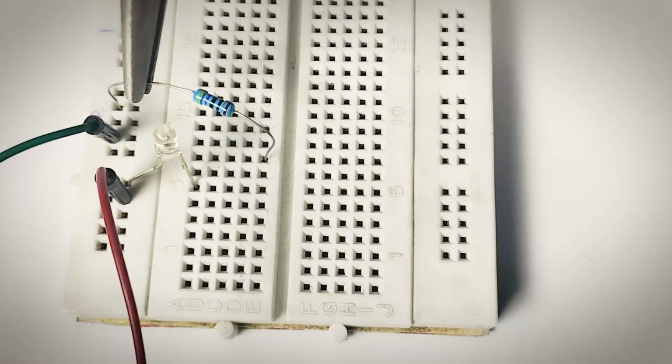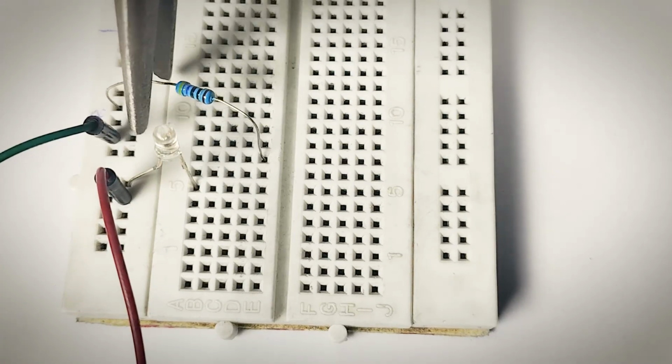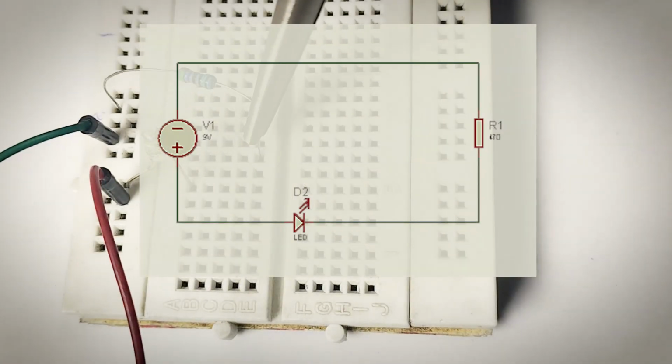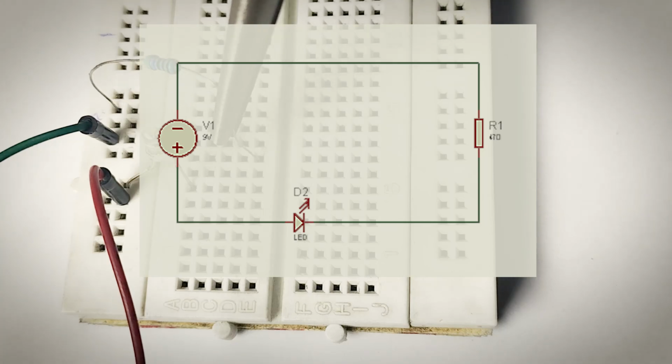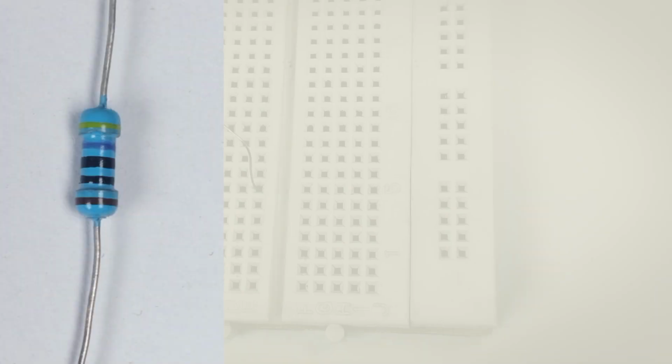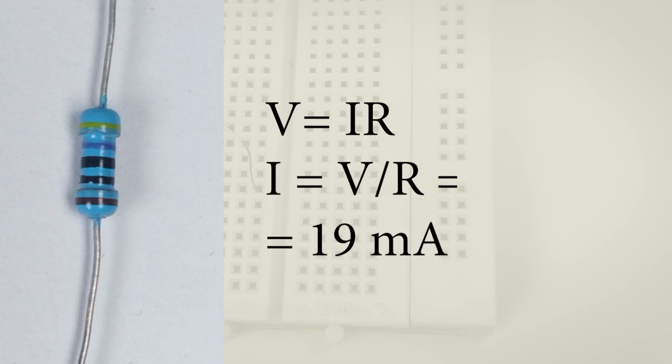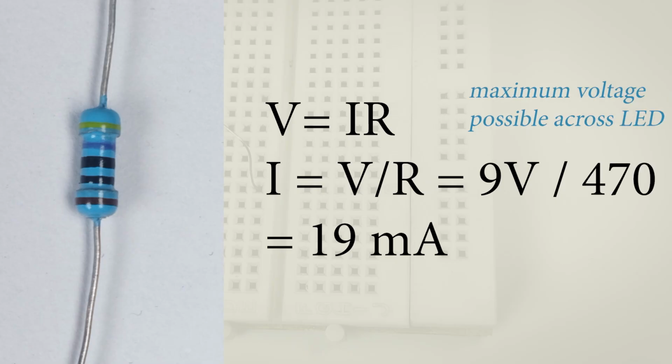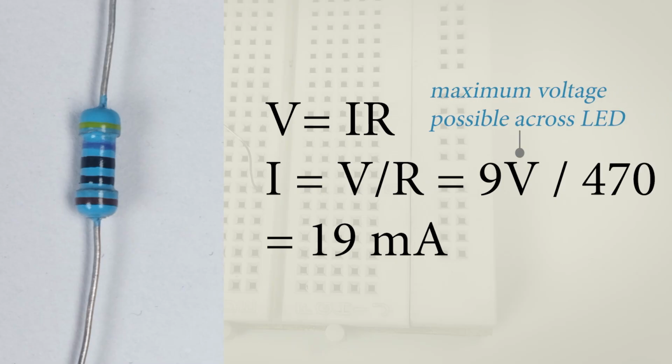Okay, and this is the circuit we just built. That's our 9 volts power supply, our LED and our 470 ohm resistor. And we're using a 470 ohm resistor because we need to reduce the current through the LED to or below 20 milliamps. And from Ohm's law, a 470 ohm resistor will let approximately 19 milliamps flow from a 9 volts battery.